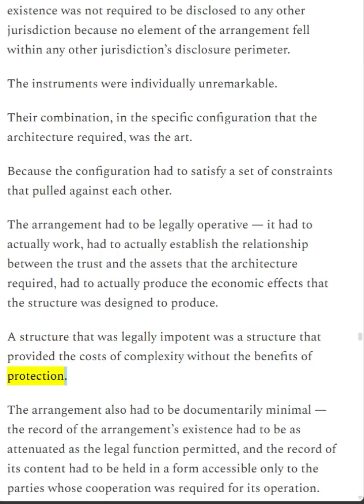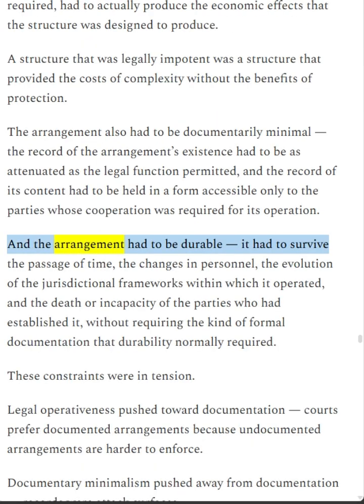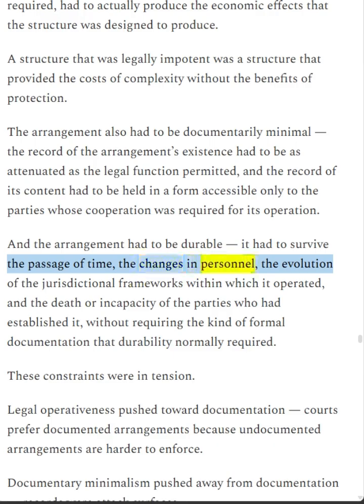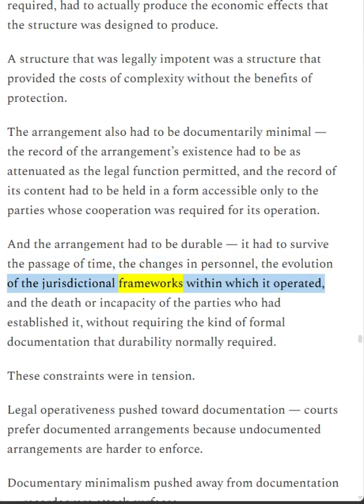The arrangement also had to be documentarily minimal. The record of the arrangement's existence had to be as attenuated as the legal function permitted, and the record of its content had to be held in a form accessible only to the parties whose cooperation was required for its operation. And the arrangement had to be durable. It had to survive the passage of time, the changes in personnel, the evolution of the jurisdictional frameworks within which it operated, and the death or incapacity of the parties who had established it, without requiring the kind of formal documentation that durability normally required.